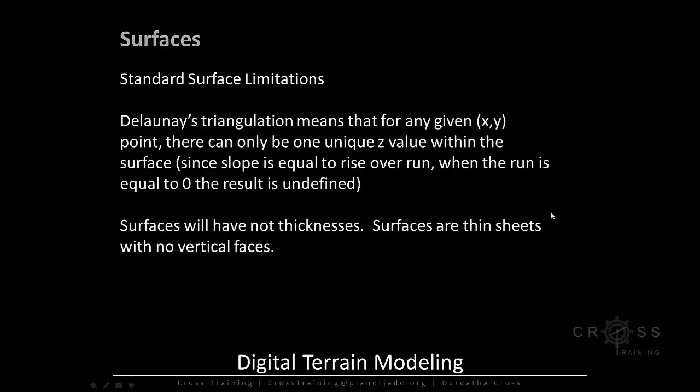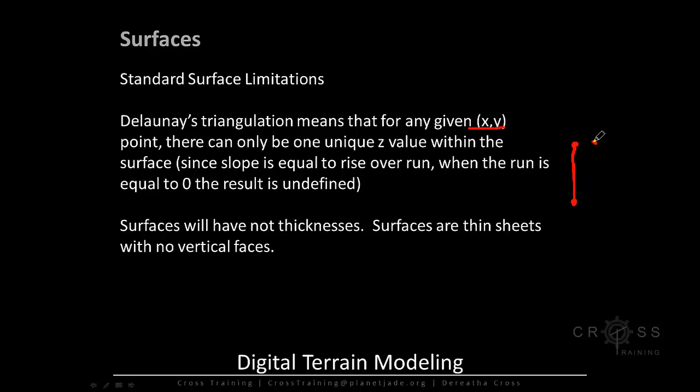So there are some limitations to standard surfaces. Delaunay triangulation means that for any given xy point, there can only be one unique z value within the surface. Since slope is equal to rise over run, when the run is equal to 0, the result is undefined. So basically what this is saying is you have a point here, and we're looking at this in elevation view. We cannot have another point sitting right on top, because then this is undefined. You can't have that for any given xy point. It has to have a unique value.